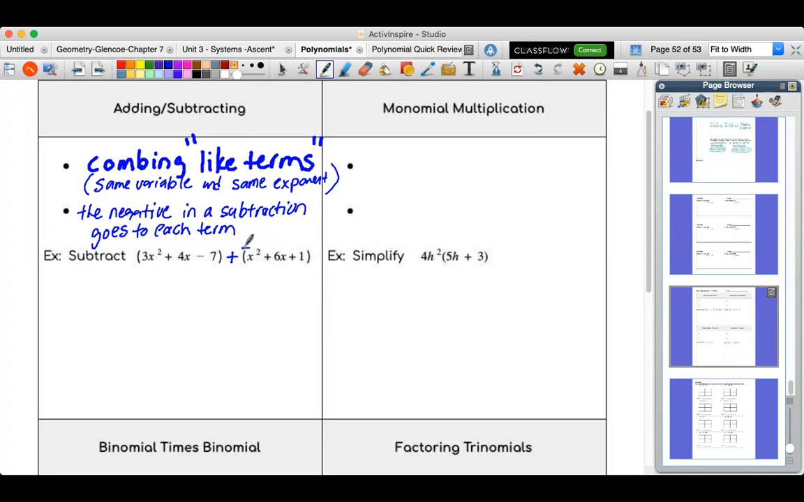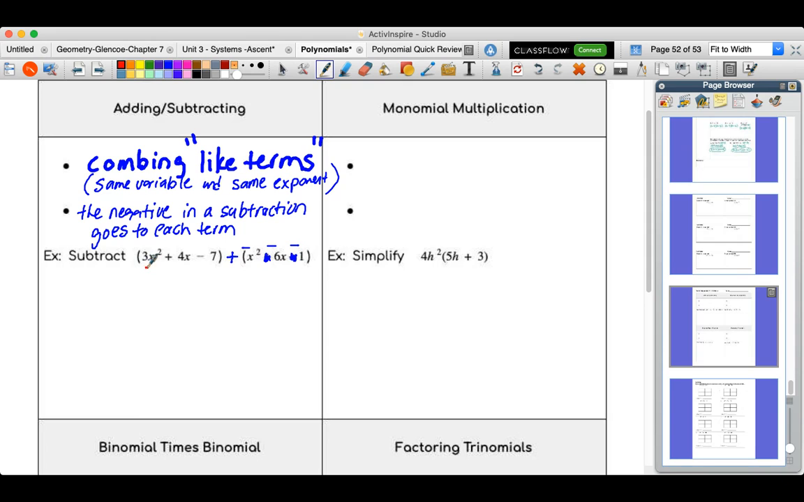I'm going to change this to a plus, and then the minus goes to this term, the minus goes to this term, and the minus goes to the last term. Now, all of the terms happen to be positive to start, so subtracting them doesn't really cancel out a negative and make a positive. It means that we are subtracting each one of those terms. So let's now combine our like terms together.